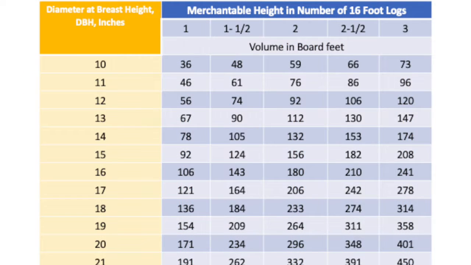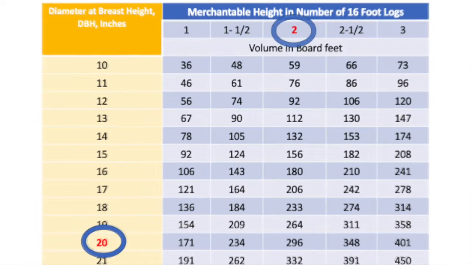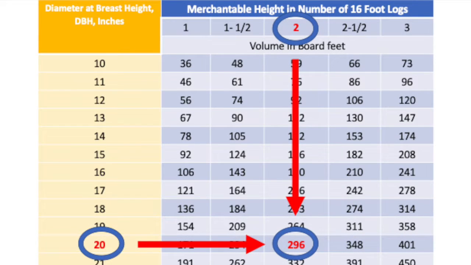This table shows a tree volume table based on the International Quarter-Inch Rule. An estimate for the board foot volume of a tree is available at the intersection of the row associated with the diameter at breast height, called DBH, in the left column, and the column for the correct number of logs. For example, a tree with a DBH of 20 inches and 2 logs is estimated to have 296 board feet.